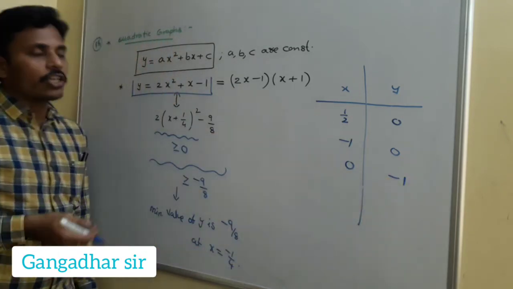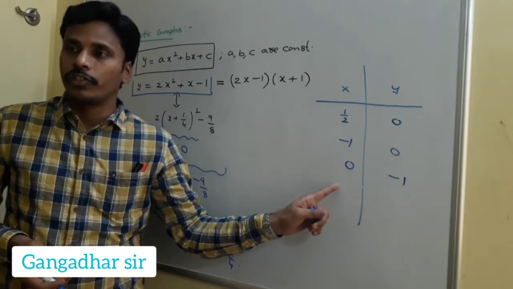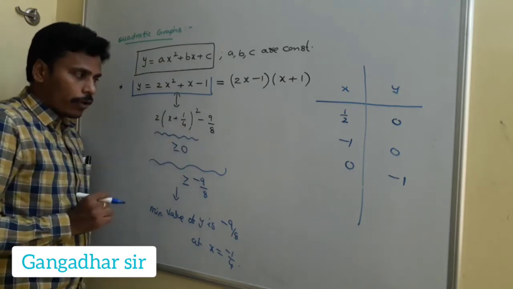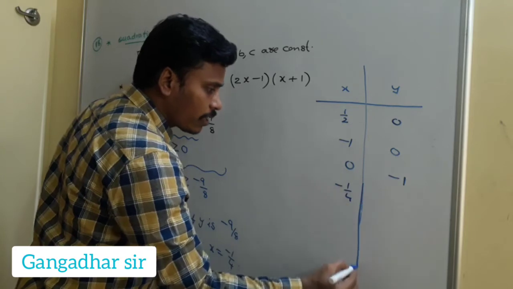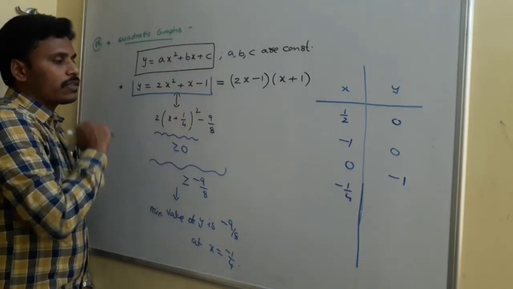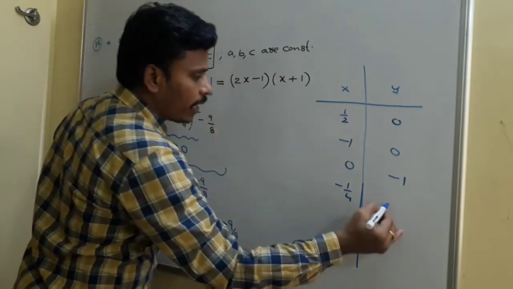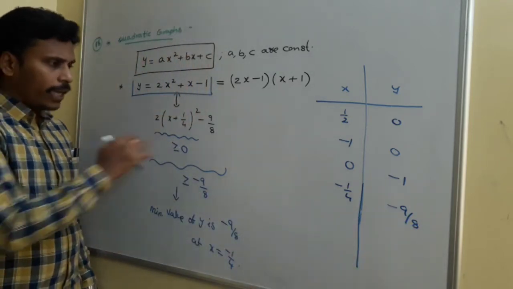Initially you need to identify these values, whenever y is 0 and whenever x is 0. One part is completed. Then look at this perfect square form. What do you say about x is equal to minus 1 by 4? Whenever it becomes 0, that's what you need to think. If x is equal to minus 1 by 4, this value is 0 and the result is minus 9 by 8.